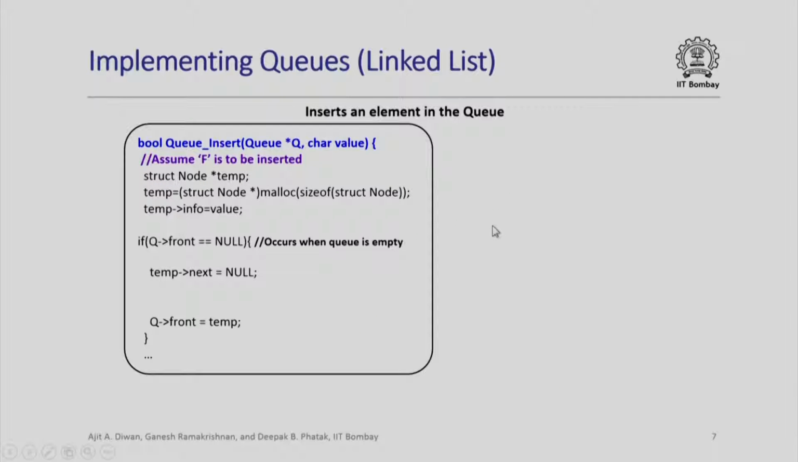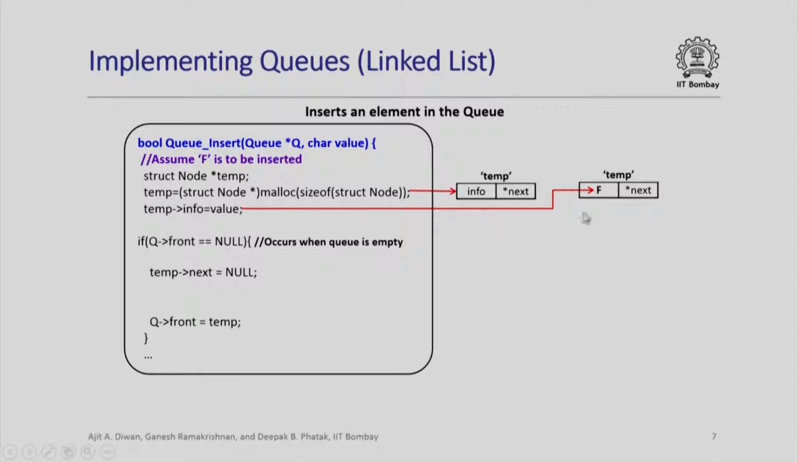Now comes the major operation of inserting an element in the queue. We assume that an element f is to be inserted, and we assume, of course, that we are starting afresh. The queue currently does not have anything right now. So we define a node star temp and allocate memory to it. When we allocate memory to it, a node gets created which can contain some information and a pointer. Next, the value that is to be inserted is assigned to temp info.